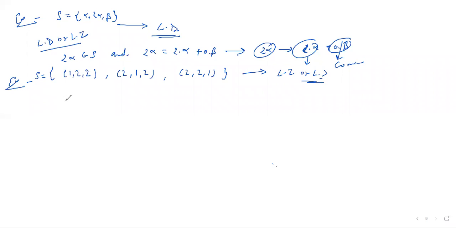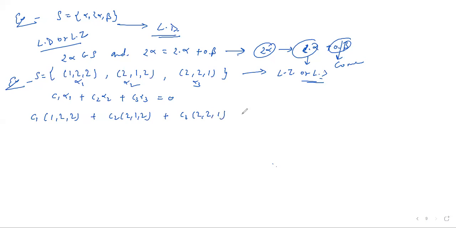So for this, I'll just put them in a linear combination of the vectors, with scalars Ci's. I'll assign these as alpha 1, alpha 2 and alpha 3 vectors. Then the linear combination would become C1 alpha 1 plus C2 alpha 2 plus C3 alpha 3 equals 0, which is, putting in the values of the vectors, C1 times (1, 2, 2) plus C2 times (2, 1, 2) plus C3 times (2, 2, 1) equals (0, 0, 0).